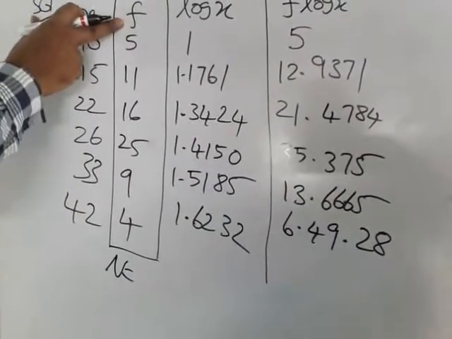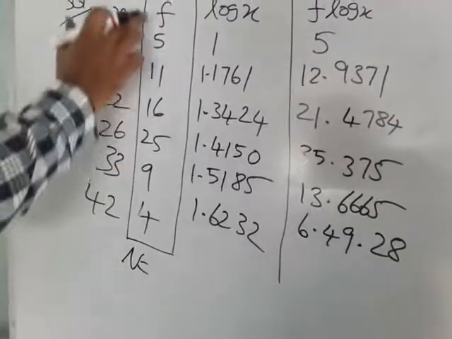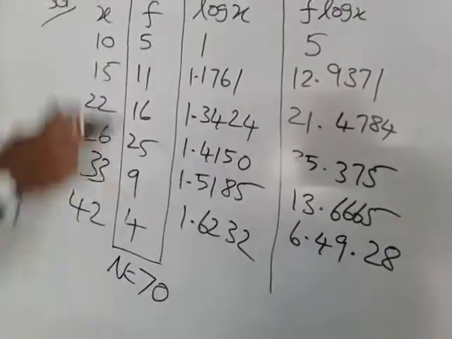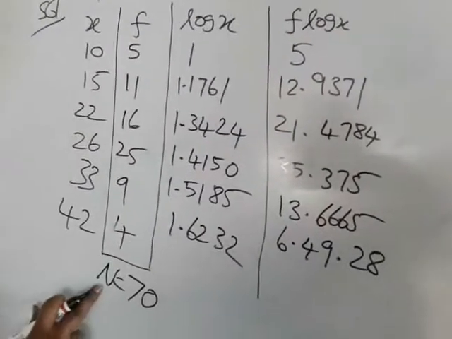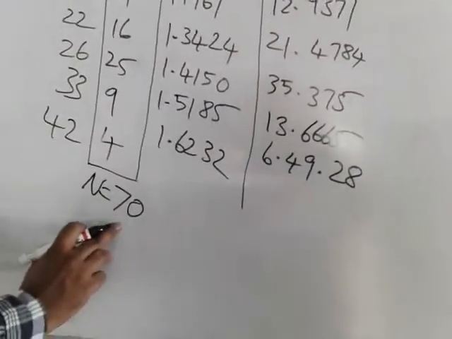Already told, whenever they give frequency, you find capital N. In the problem, if they give frequency, its total is capital N. Just add all the f values; you get 70. So the total of frequency, N, equals 70.